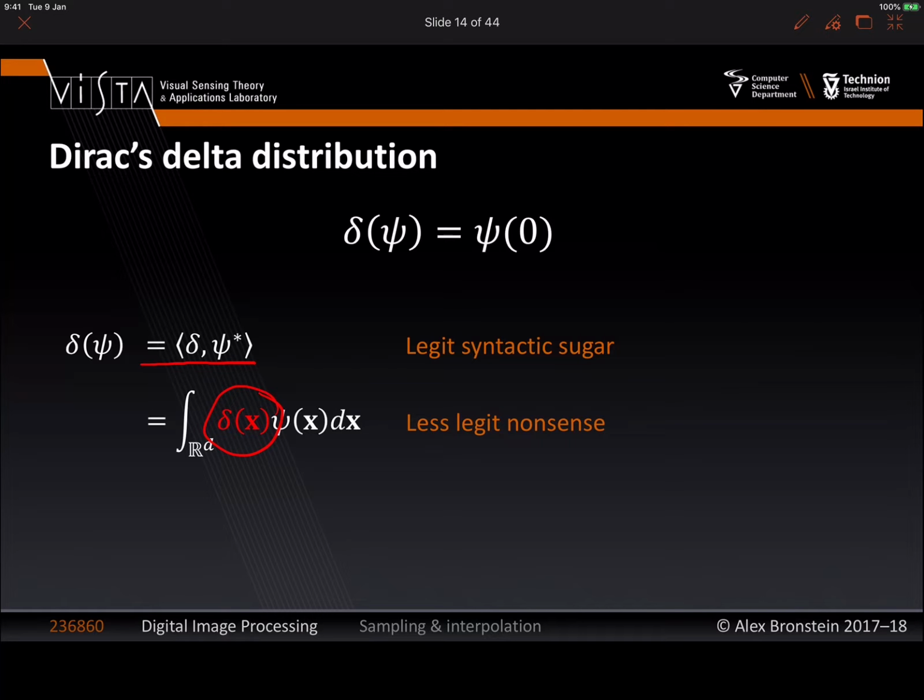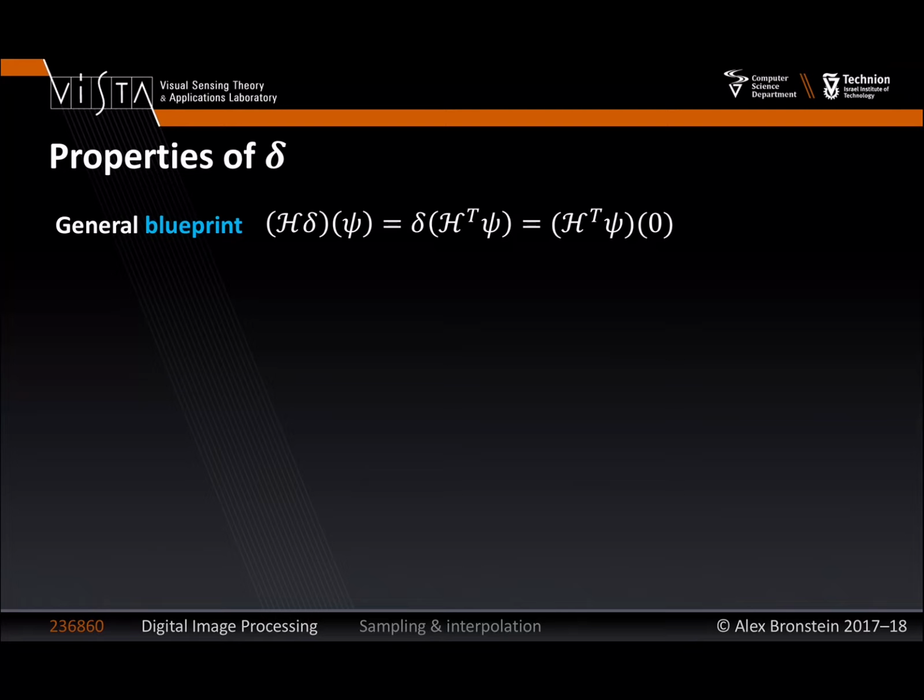I would like to show you some properties of this delta distribution. I will refrain from calling it delta function. Sometimes it will slip from my tongue, but correct me. The general blueprint for studying how different operators act on the delta distribution will be through our definition via the transpose operator. So an operator H acting on delta will be delta acting on psi transformed by the transposed operator. Because of the way we define delta, it will be the value of the test function transformed by the transpose operator at point 0. This is how we are going to study the properties of delta.